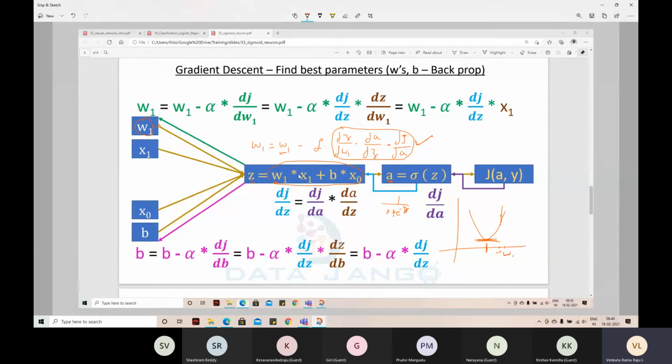Now, forward propagation will actually calculate the cost, and backward propagation is going to calculate this equation. There is nothing moving backward, but it is calculating this value and then subtracting it from W1. For B also the same thing. B is equal to B minus alpha into the derivative of Z with respect to B, because it is in terms of B, into dA by dZ, because A is in terms of Z, and this equation is in terms of A, so it's going to be dJ by dA. So that is the B calculation.